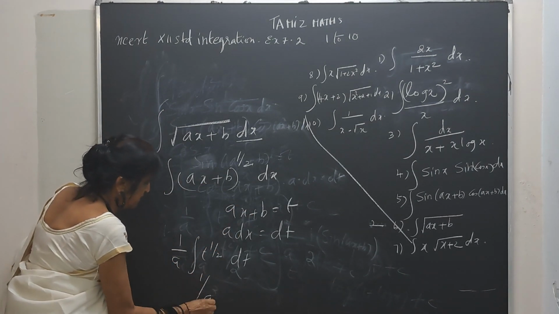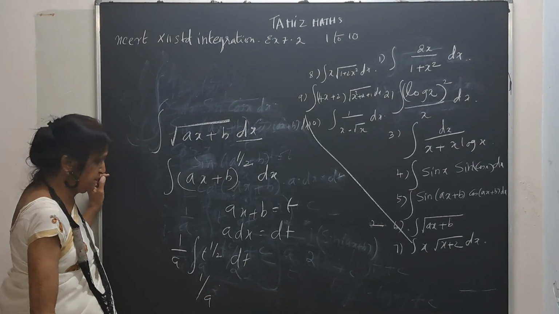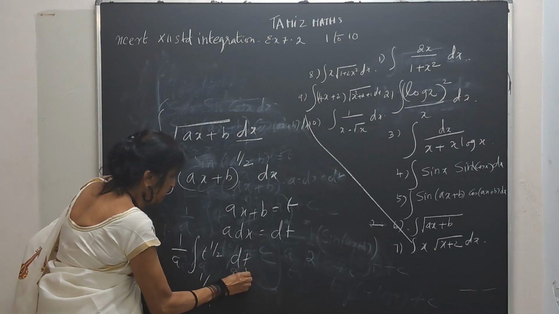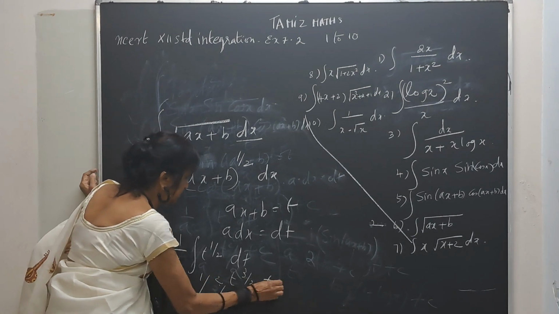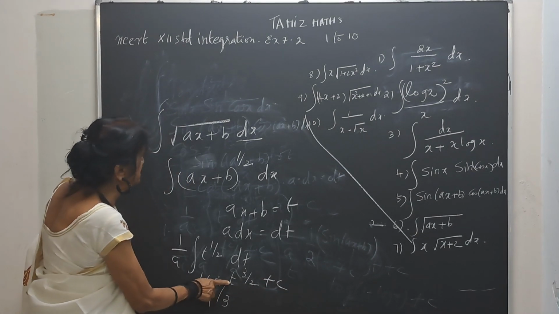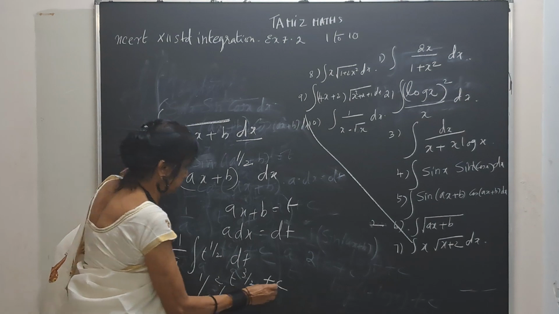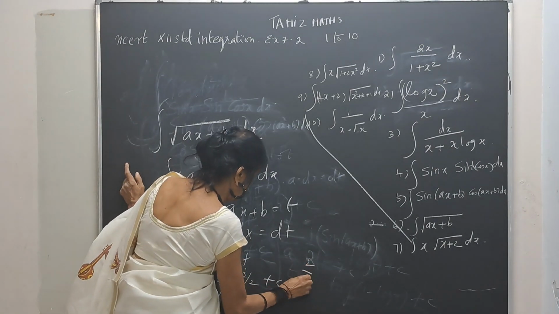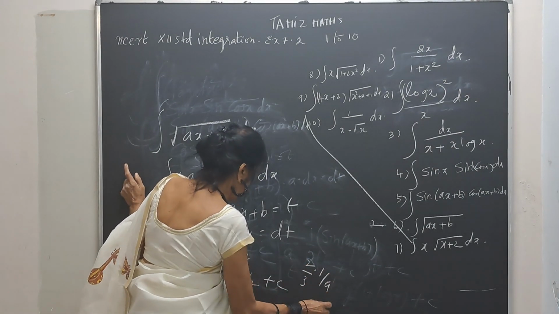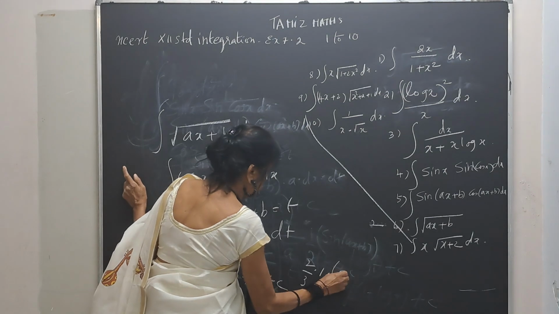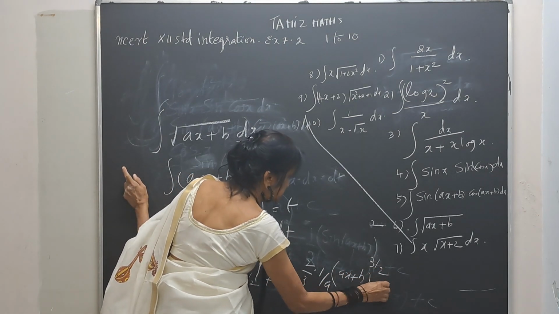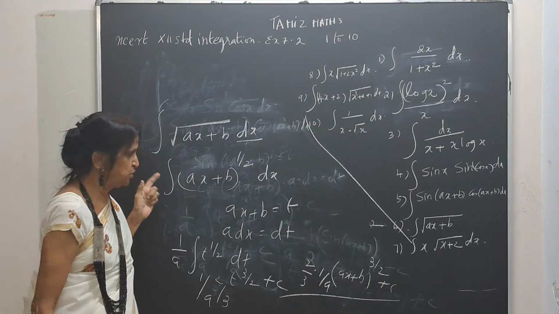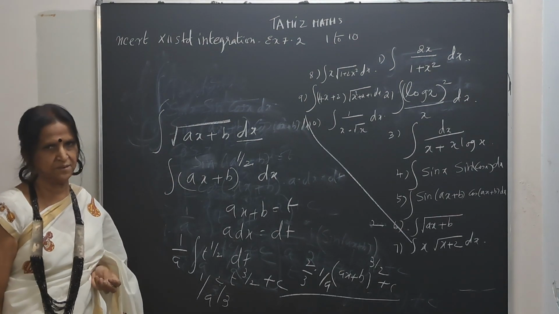So 1 by a, x power n plus 1 by n plus 1. T to the power of 3 by 2 by 3 by 2, which will be 2 by 3 plus c. But what is t? Ax plus b. So this is 2 by 3 into 1 by a into (ax plus b) whole to the power of 3 by 2 plus c. Differentiate this and see, you will get this very nice.